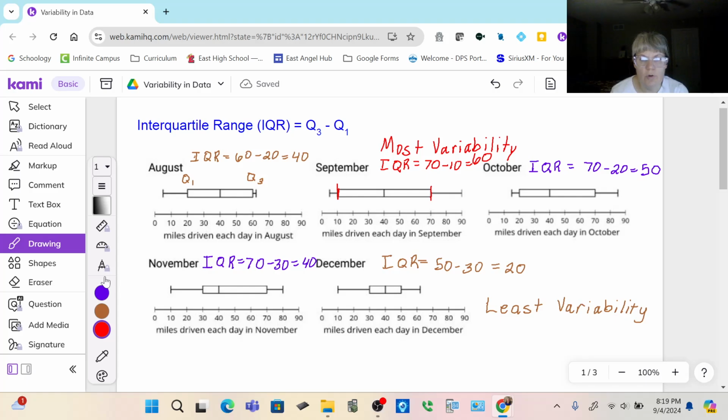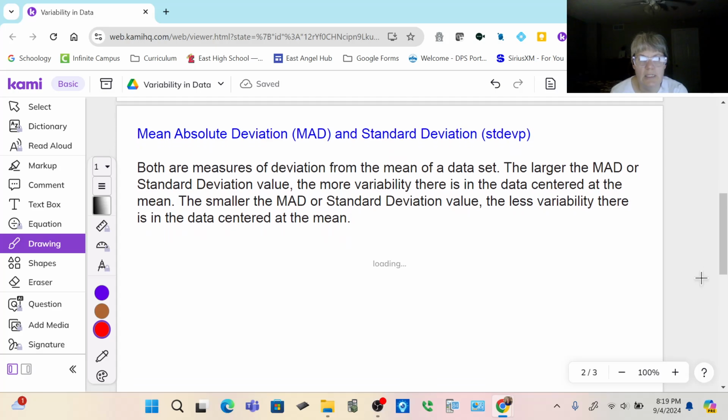Now, I mentioned two other measures. We have the mean absolute deviation, which is MAD, and what we would do there is we would find the mean of the values we have. We'd find the distance away from the mean for all of the values. And since we're looking at distance, we'd want all of the positive values. And then we find the average of all of those distances. That's what gives us our mean absolute deviation.